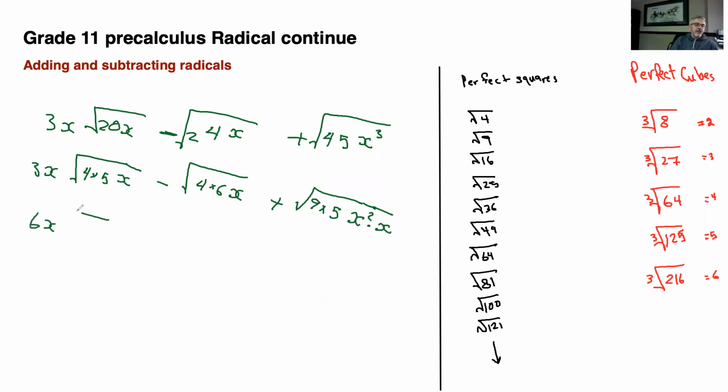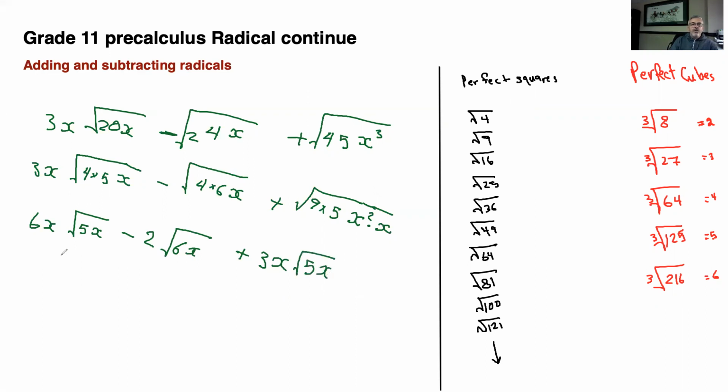And the 5x, you cannot square root that, so you're just going to keep it as a square root. Minus the square root of 4, which is 2. And the 6x, you cannot square root, so just keep it inside. Plus the square root of 9, which is 3. And the square root of x squared is x. And the 5 and the x, you cannot square root them, so they just stay behind there.